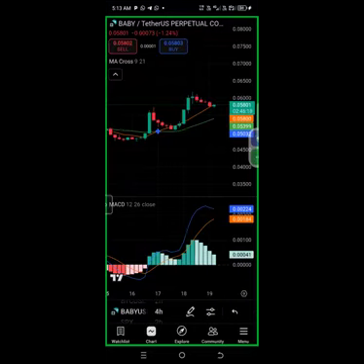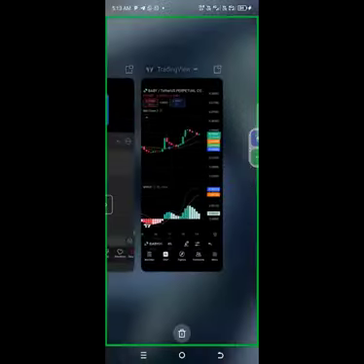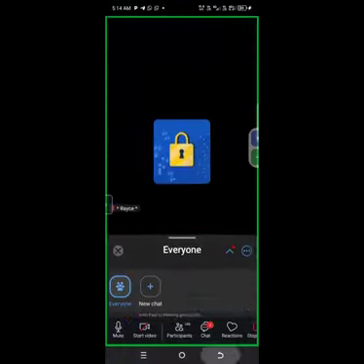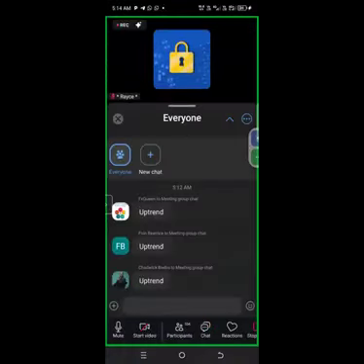Why is it uptrend? Drop your answer in the chat. Why is it uptrend? Drop your answer in the chat. Let me see.